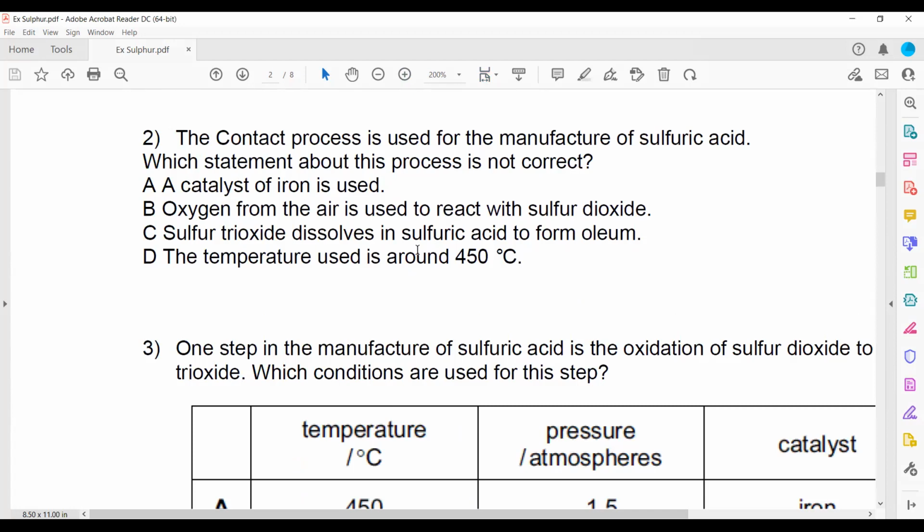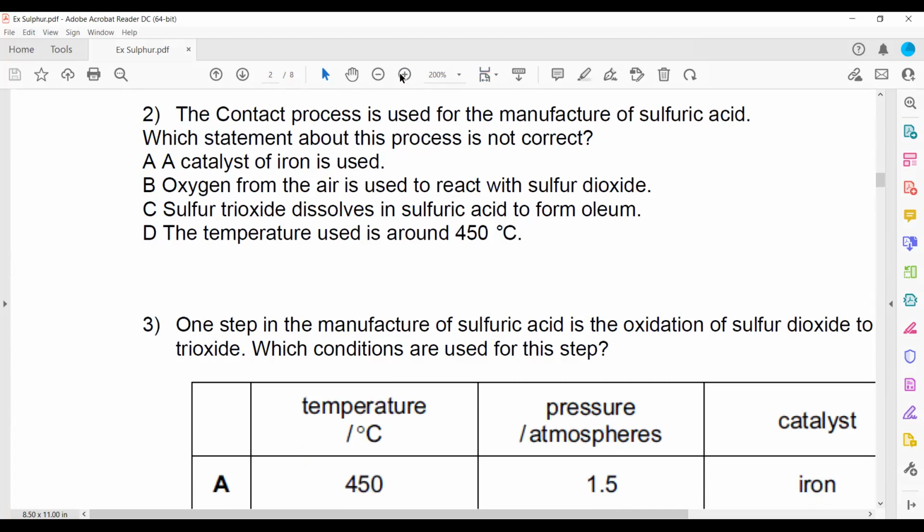If equilibrium shifts right, the yield will increase, and if equilibrium shifts towards the left, the yield will decrease. The contact process is used to manufacture sulfuric acid. Which statement about this process is not correct? A: a catalyst iron is used. That is wrong. We don't use iron as a catalyst. We use vanadium pentoxide. So A is not correct.